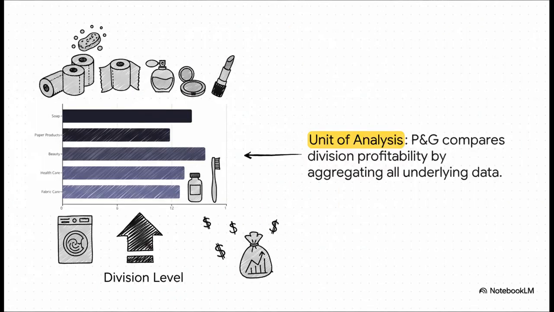Here's a perfect real-world example. If a huge company like Procter & Gamble wants to figure out which part of their business is making the most money, they're not going to track every single bar of soap. No way. They aggregate or roll up all that sales data to the division level. Soap, paper, beauty, and so on. In this case, the division is their unit of analysis.